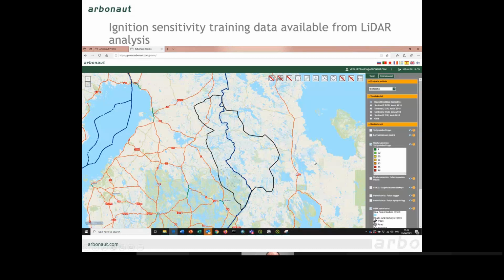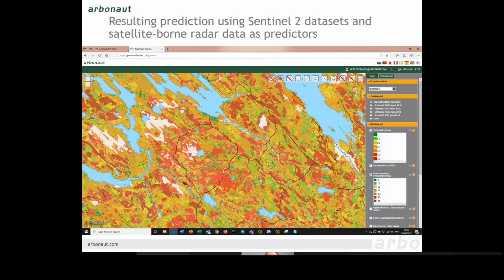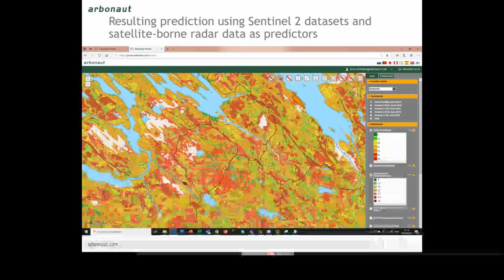So let's see. Here we used polygons, the Finnish open forest data polygons, where we have this ignition sensitivity defined using LiDAR and the forestry data together. So you can see some of these training polygons here. And now this is the analyzed result when the model is done to predict in the satellite.